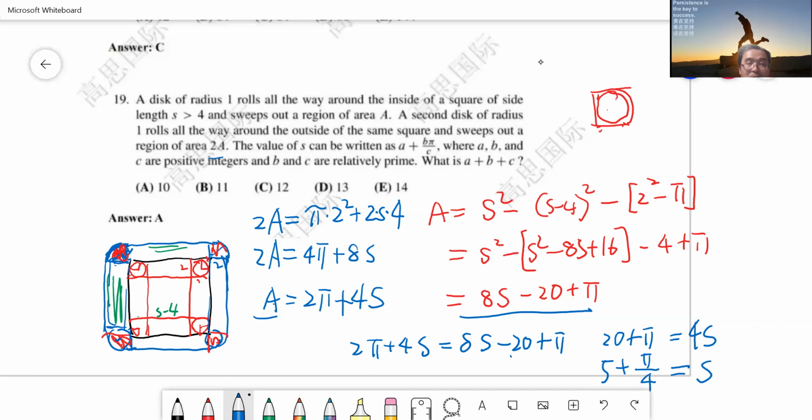over 4. So we can look at ABC. A is 5. B is the coefficient in front of pi, that's equal to 1. Then C equals the denominator, that's 4. We have 5 plus 1 plus 4. The answer to the question is that, equal to 10.